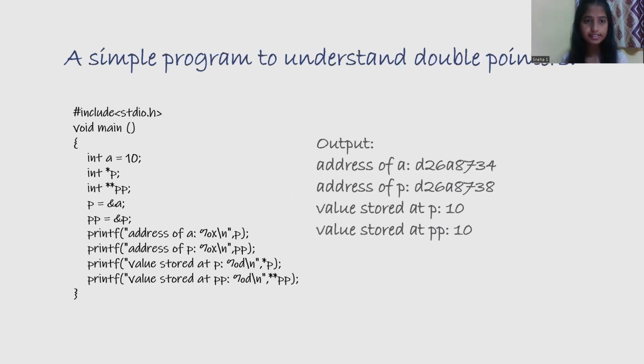Let us consider an example to understand double pointers. We have taken int a is equal to 10, a pointer *p and a double pointer **pp. P is holding the address of a and pp is holding the address of the first pointer. So when we print the address of a, we get the address of a, and when we print the address of p, we get the address of the first pointer, and the stored value at p is 10 and the stored value at pp is also 10.